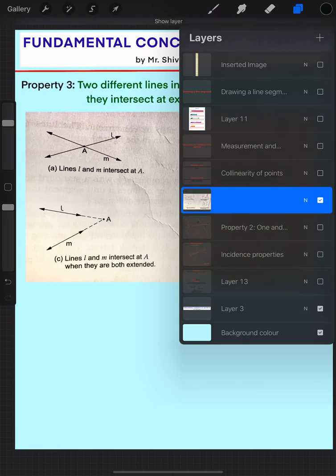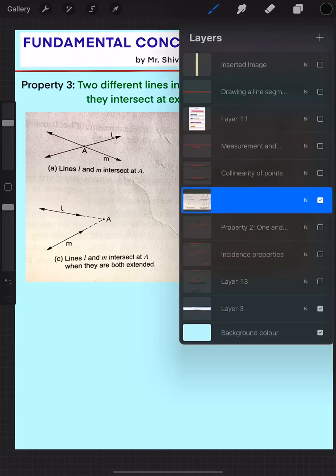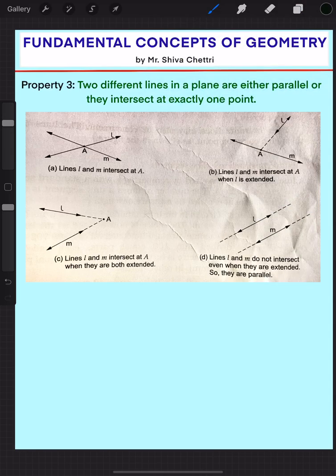So to understand property 3, I have taken this image from the book itself. Property 3 is actually already discussed in parallel lines and intersecting lines, but it is an advancement of those concepts only. So two different lines in a plane are either parallel or they intersect exactly at one point.